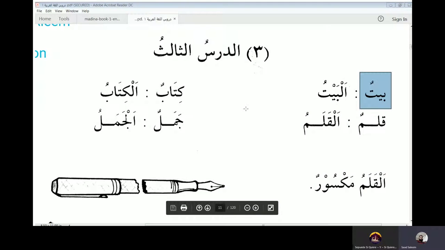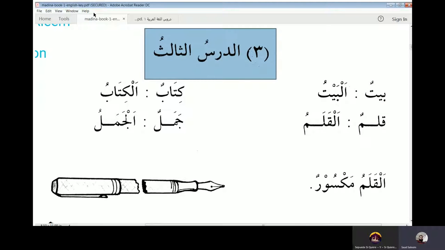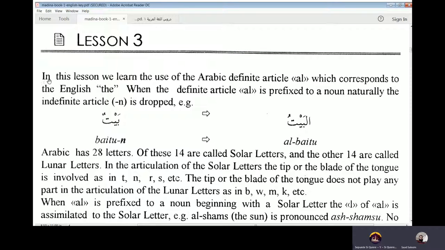Today we'll start from page number 11 at Dursus Salis, third lesson. Okay, first, now read this grammar. In this lesson, we will learn the use of the Arabic definite article al, which corresponds to the English the. When the definite article al is prefixed to a noun naturally, the indefinite article in is dropped.